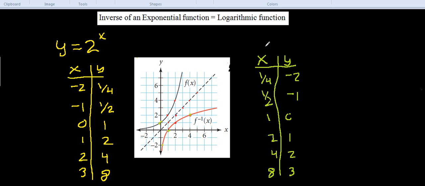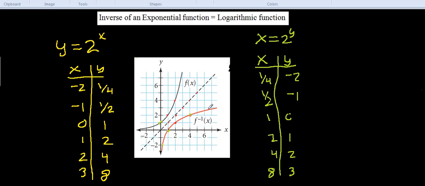And in our function notation for this, we would interchange the x and y. So we would say simply x equals 2 to the y. And that's what we have here.